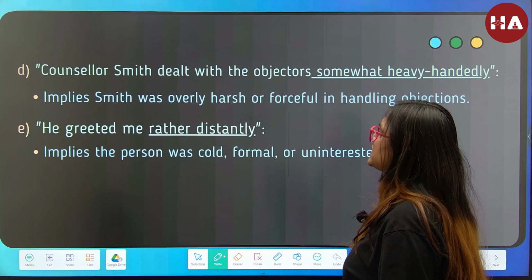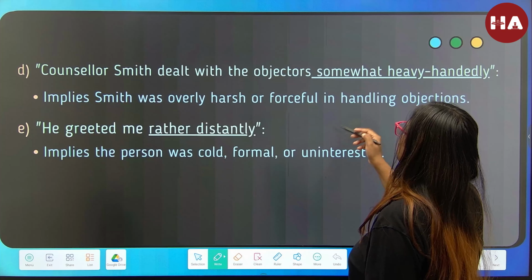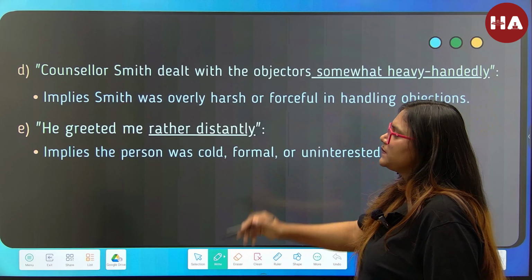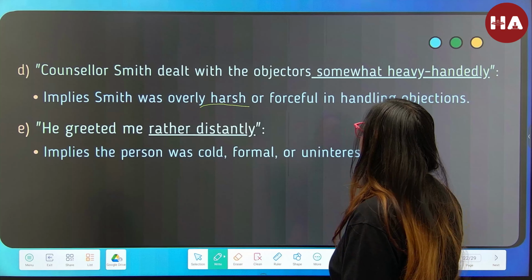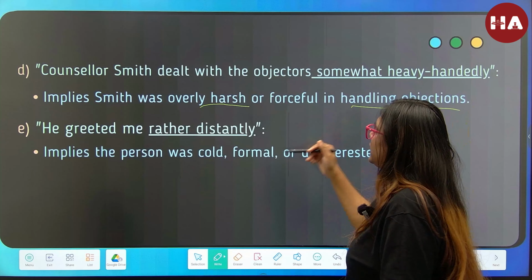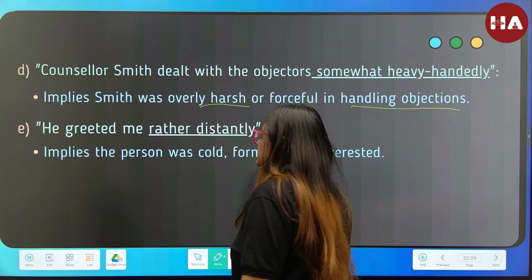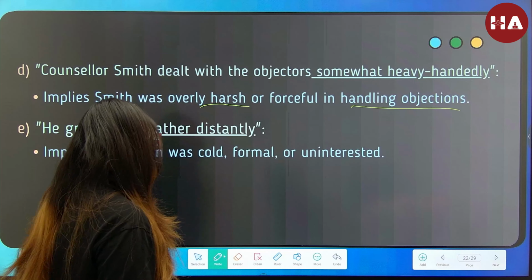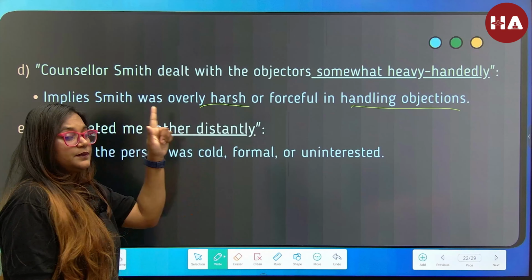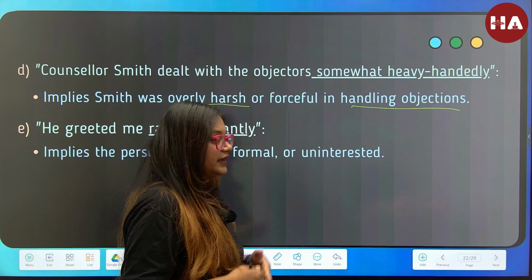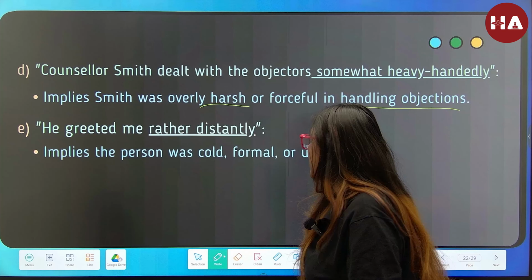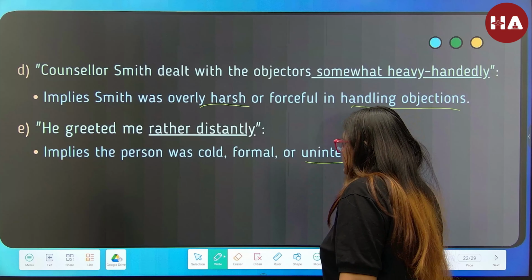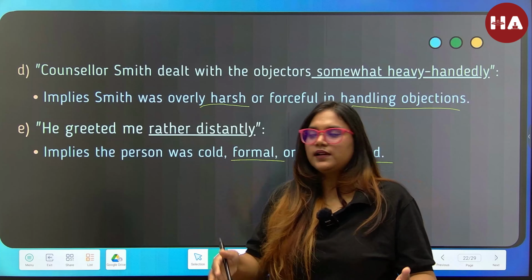Next one: Counselor Smith dealt with the objectors somewhat heavy-handedly. This means that he was harsh and forceful in handling objections. He greeted me rather distantly. It means that he greeted me, but it was a cold greeting. It was not inviting. It was uninviting, uninterested, or a formal greeting.